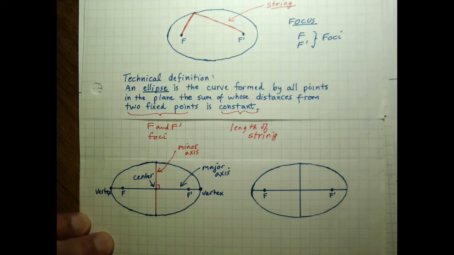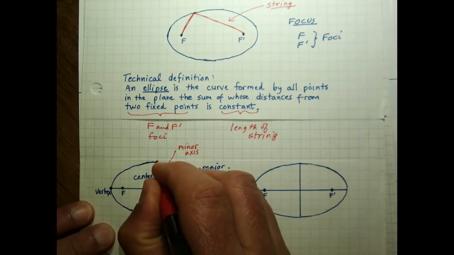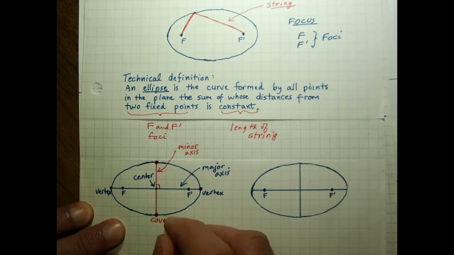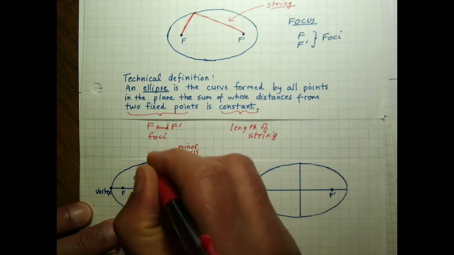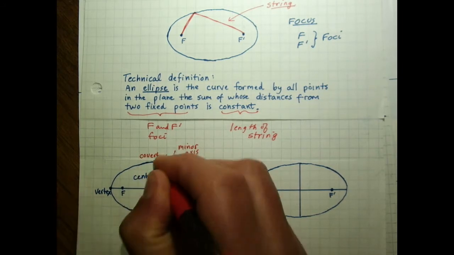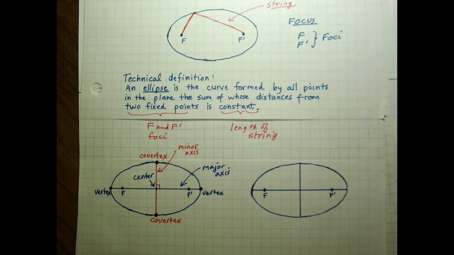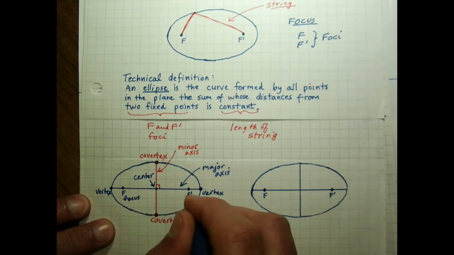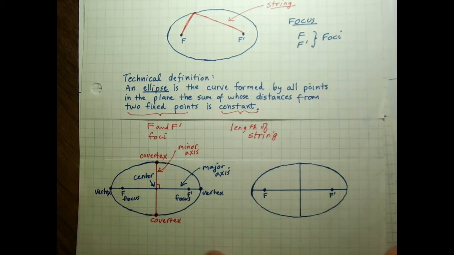And our textbook likes to give a name to these 2 points at the end of the minor axis. They call them a covertex. So it's just on the shorter of the two axes is the covertex. And F, again, is a focus. And this F prime is also a focus of the ellipse.